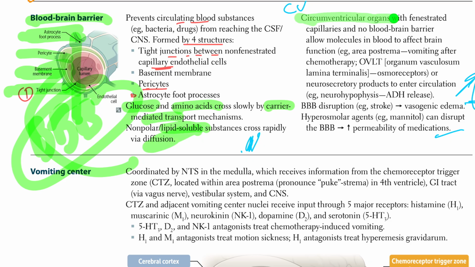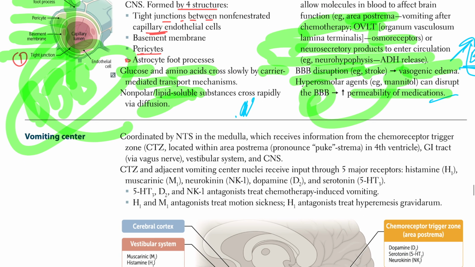CVOs are circumventricular organs, for example the area postrema and the OVLT. They don't have a BBB, and the area postrema leads to vomiting, and the OVLT is for the osmolar receptors. Neurosecretory products don't have a BBB either, for example in the neurohypophysis, and that causes release of ADH straight into the blood. BBB disruption can occur in stroke and can lead to vasogenic edema. A hyperosmolar agent like mannitol can also disrupt the BBB and lead to increased permeability to medications.